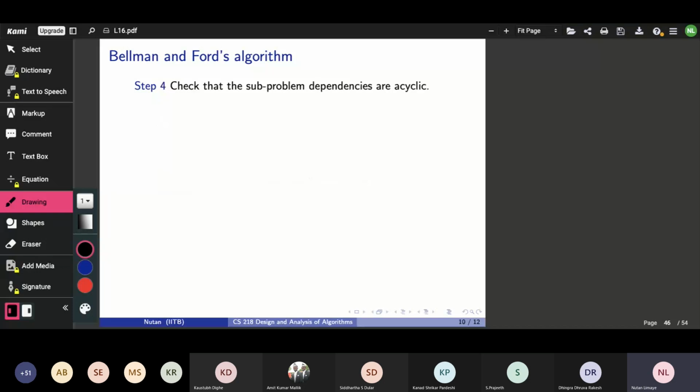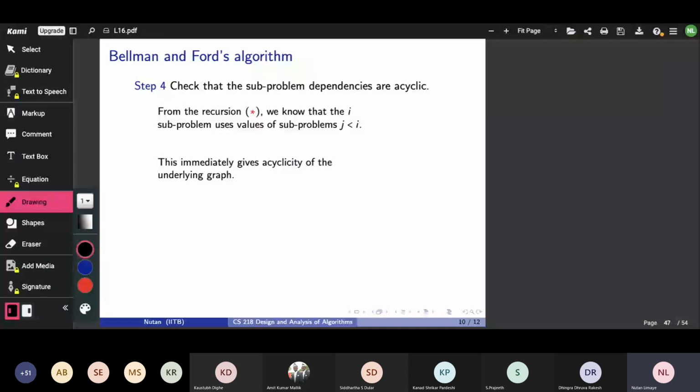Step number 4, check that the subproblem dependencies are acyclic. Here is where we are going to use the fact that we made our subproblem dependent on the length of the path as well. From the recursion star, we know that the i subproblem uses values of subproblems of j, which is strictly less than i. In the recursion, you recall there were two terms. One was opt of v comma i minus 1. So i minus 1 there also.